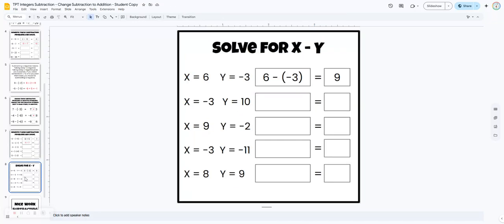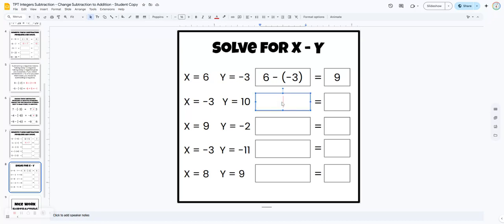Now when they get down to the final slide, they're going to be doing something a little bit more tricky. In this case, they know what x is, they know what y is, and they're going to be solving for x subtract y, or x minus y. So here, x minus y would be 6 subtract negative 3, and they get 6 plus 3 is 9.